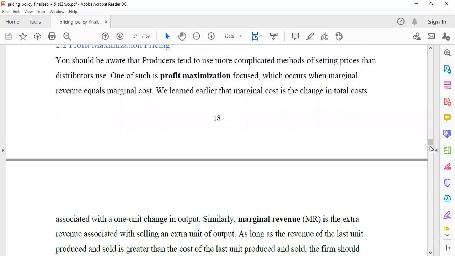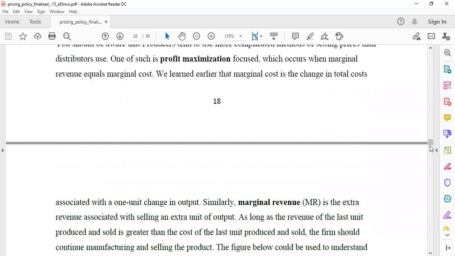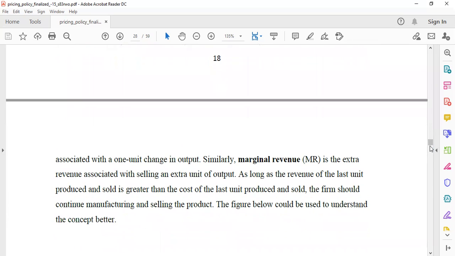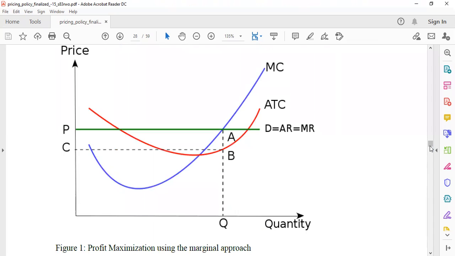And the marginal revenue talks about the additional revenue of selling an extra 1 unit. On the other hand, the marginal cost is the extra cost of producing an additional 1 unit. So as long as the revenue of the last unit produced and sold is greater than the cost of the last unit produced and sold, the firm can continue to stay in business because they are believed to be maximizing profit. And in the long term, the total cost becomes lower, as you can see in this graphical representation. The MC is the marginal cost. The ATC is the average total cost.